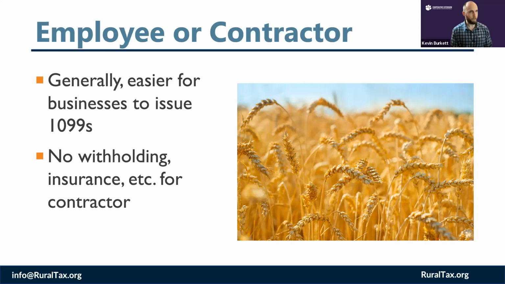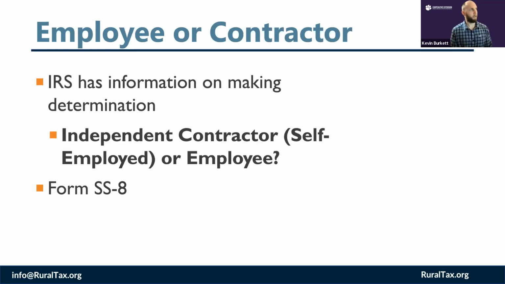1099. But you can run into some different rules and regulations related to that, and they can be pretty significant as far as the penalties and things related to that. So the IRS has information on trying to make that determination, and scenarios change. So sometimes it could be that someone was working for us as an employee, but maybe they've since gone out on their own and they are more like a contractor now, or vice versa. They could have started out independently and now they're working a lot more for us.